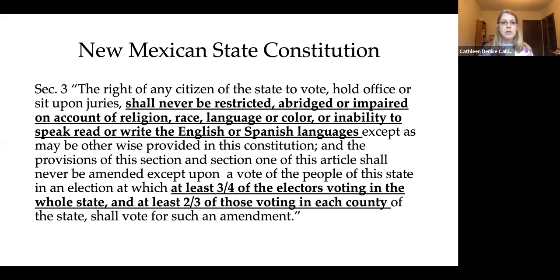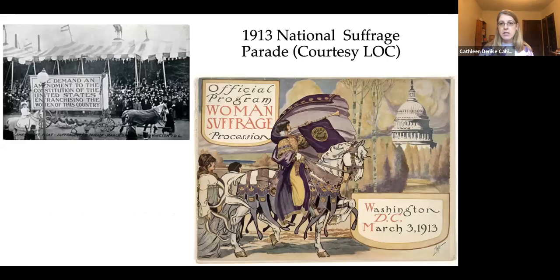And in particular, she thought this state-by-state strategy was way too slow, and she wanted to go for a constitutional amendment. And she famously announces this strategy at this huge suffrage parade in Washington, DC, the day before Woodrow Wilson's inauguration parade. So she kind of upstages his parade. And you can see they have this float saying, "We demand an amendment enfranchising women."